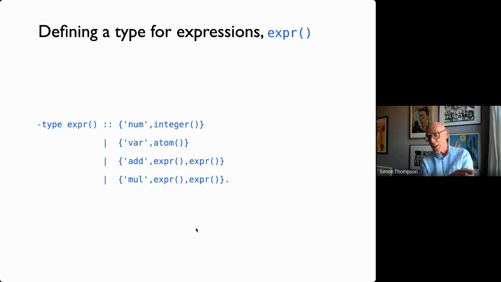So we use a data type like this, and I guess the crucial thing to see about this data type is it's recursive. So in explaining what an expression is, I use expressions. So I'm saying an expression can be an addition of two sub-expressions, two other expressions. It can be a multiplication of two expressions. Or with no recursion, it's just a number. It's a num followed by an integer. So there's our type of expressions.